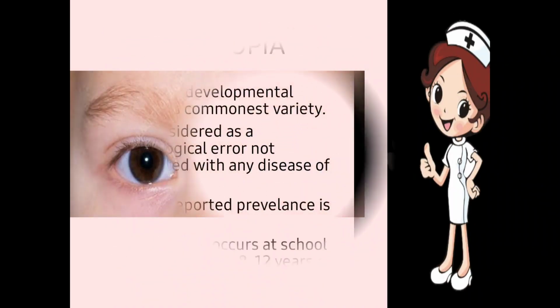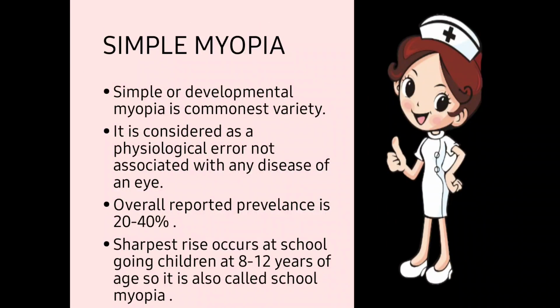Next is simple myopia, another type of myopia. Simple or developmental myopia is the commonest variety. It is considered a physiological error and is not associated with any disease of the eye.